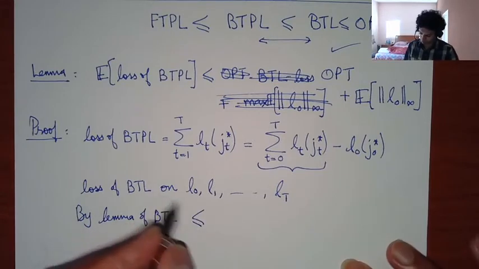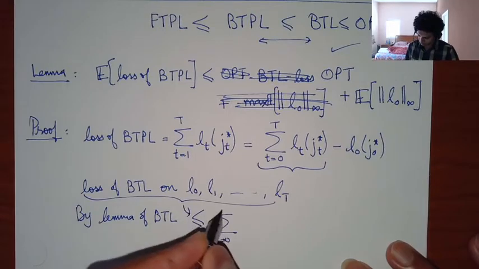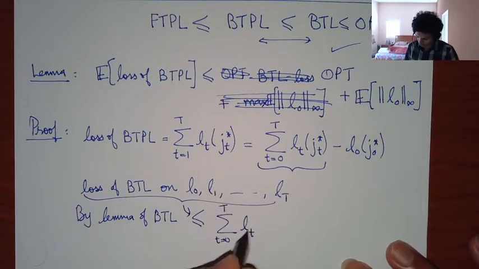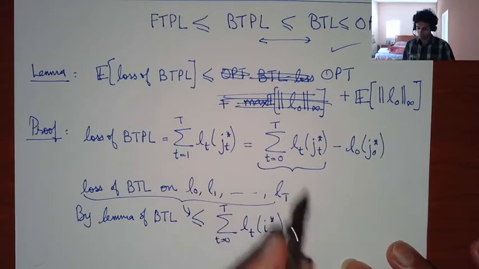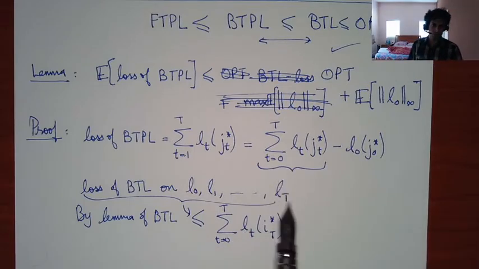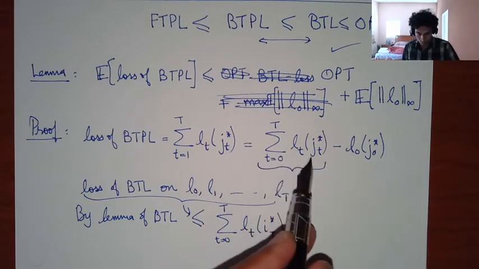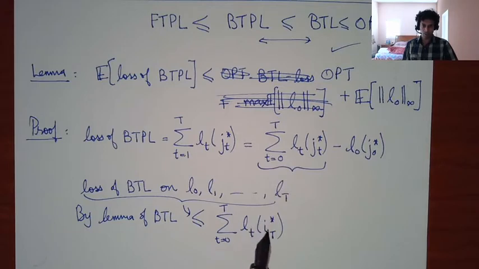this loss is at most the sum of t going from 0 to T of LT of any expert, which is the best expert in hindsight. So this is saying that if you look at any expert, and we'll specifically look at the best expert in hindsight, IT star, B the leader is going to be better than the summation of LT IT capital T star, but the time horizon starts from 0 because you're including that fictitious, that initial perturbed loss function.